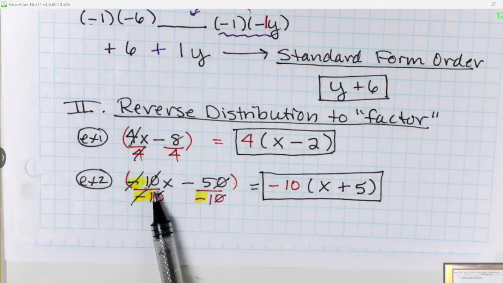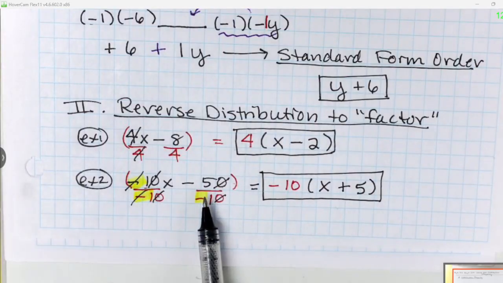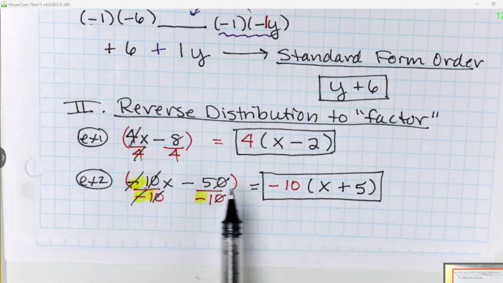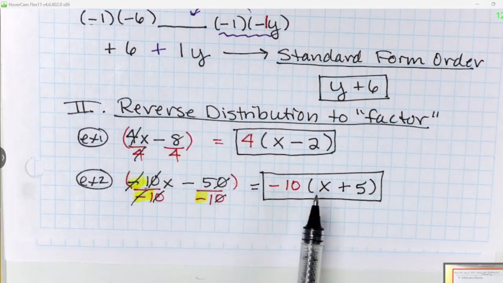Now, it doesn't matter if there are 2 terms in here or 3 terms or 4 terms, it's going to be the same process. You'll just need to divide the number out of as many terms as you have in the middle of the parentheses.